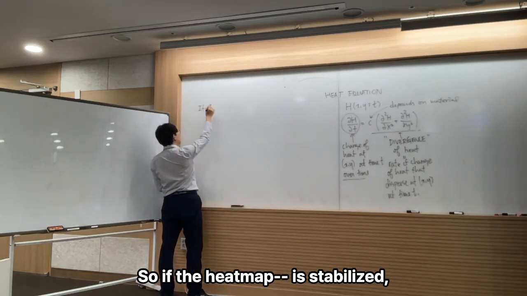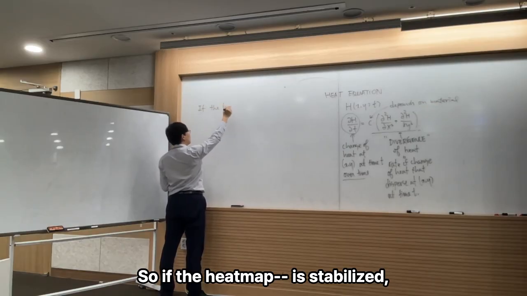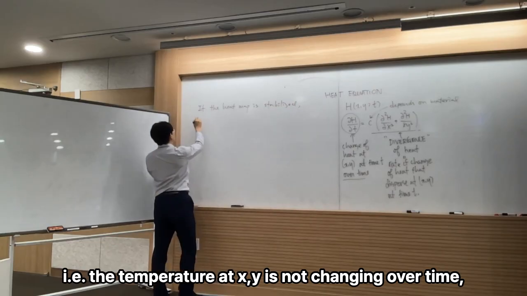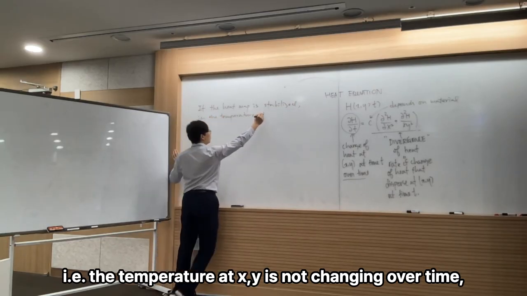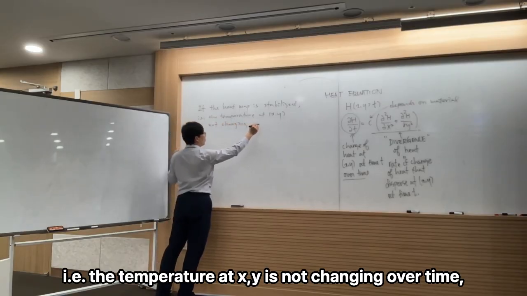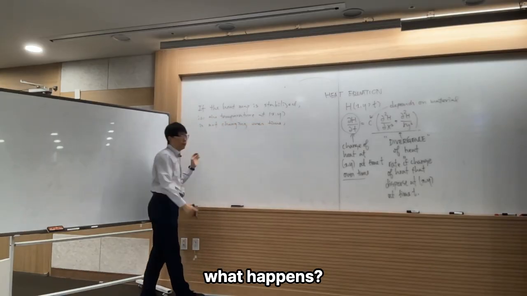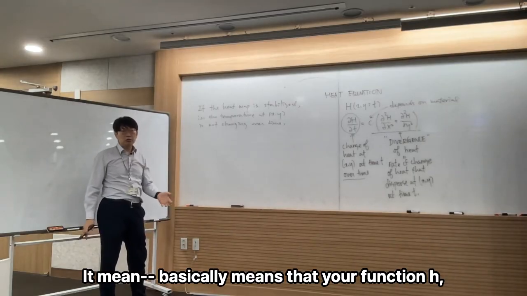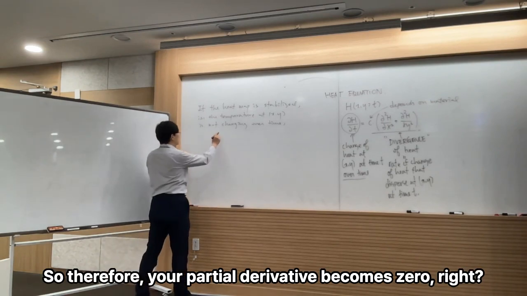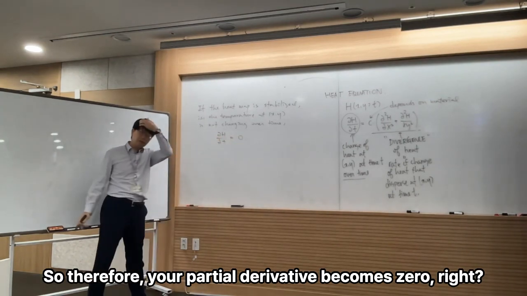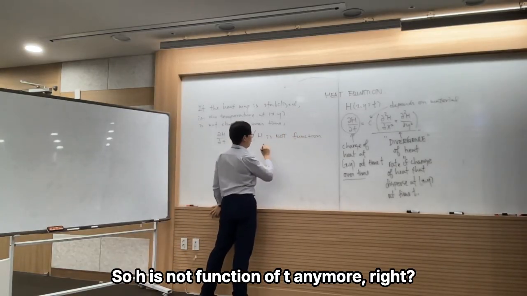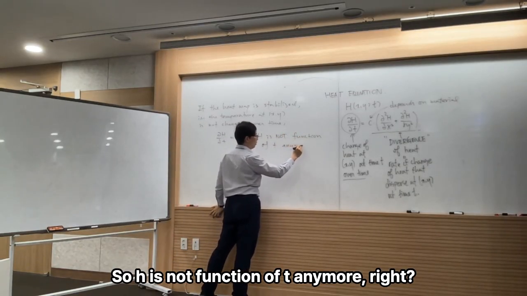So if the heat map is stabilized, i.e. the temperature at x, y is not changing over time, what happens? It basically means that your function h, which originally was a function of x, y, and t, is not a function of t anymore. So therefore, your partial derivative with respect to t becomes 0, right?